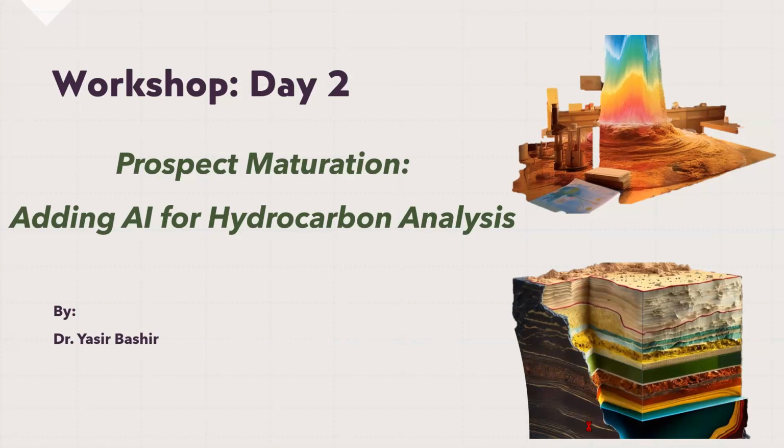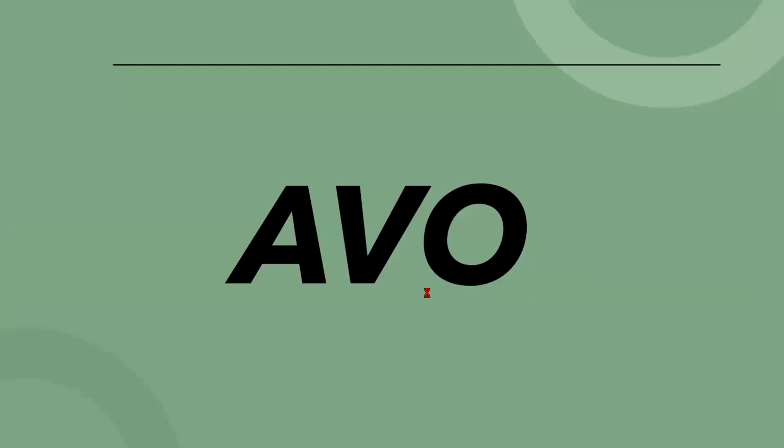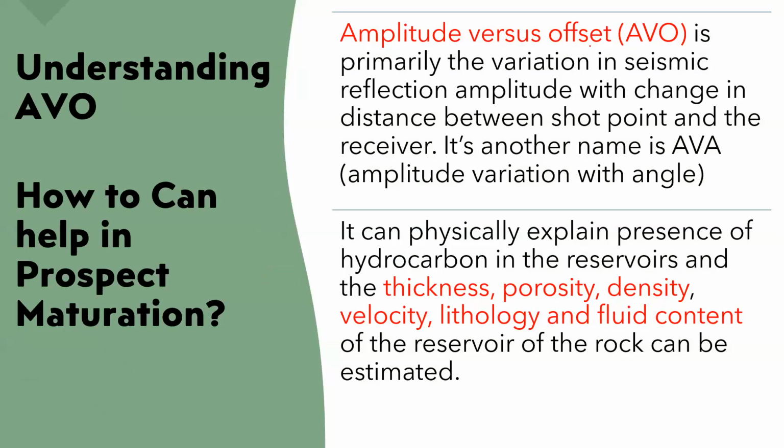The workshop. Today I'm going to discuss some of the AVO topics. The first topic we are going to cover is AVO. AVO stands for amplitude versus offset. This is one of the good parts of prospect maturation. Let's look at and understand AVO and how it can help to identify the prospect.